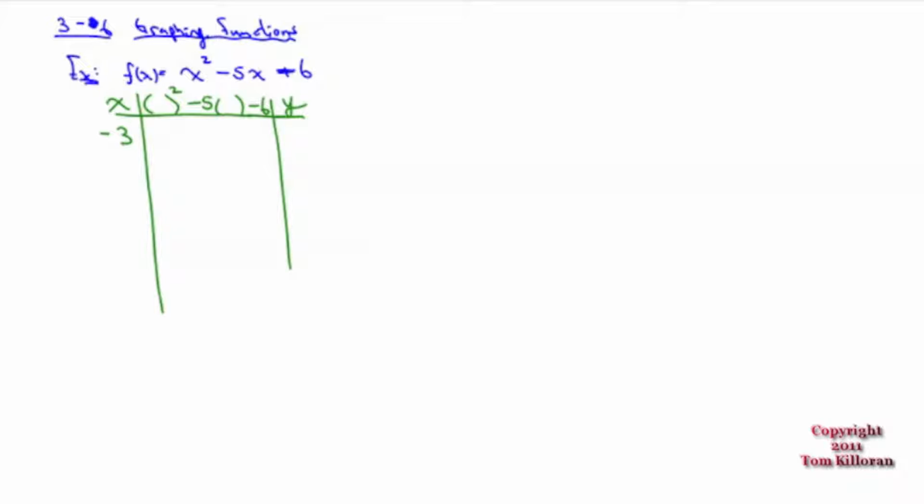So the best thing to do is start somewhere between -5 and -3. -3 usually works pretty good. All right, we're going to plug it in. So we're going to get -3 squared minus 5 times -3 minus 6.